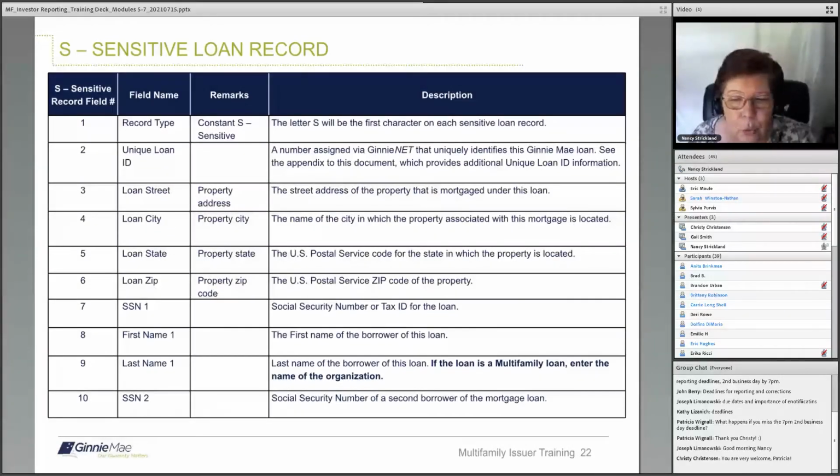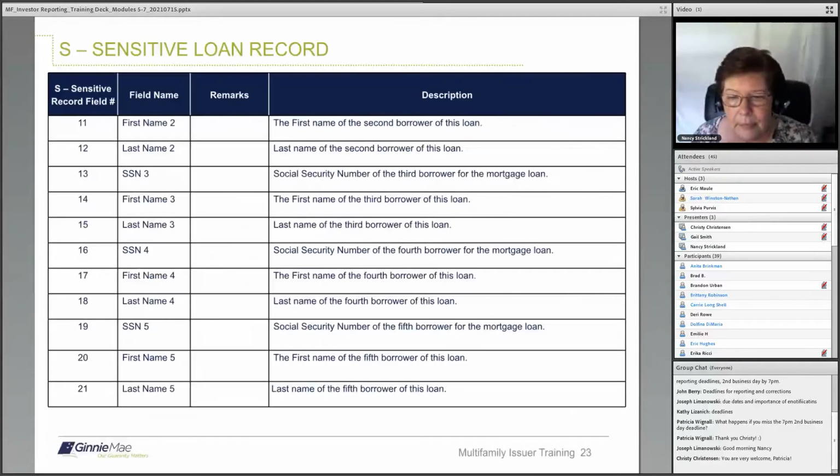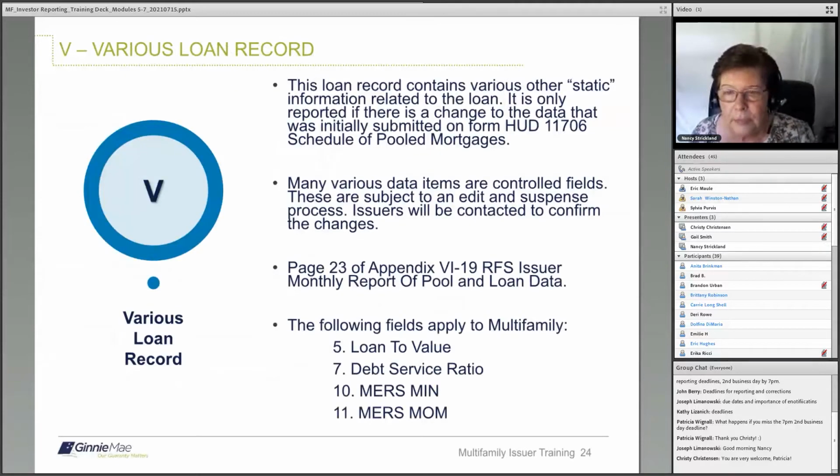This shows fields 1 through 10. The name of the organization or for your mortgage should be reported in field 9, which is the borrower's last name field. This is fields 11 through 21. Normally, multifamily issuers do not report any information on these fields.